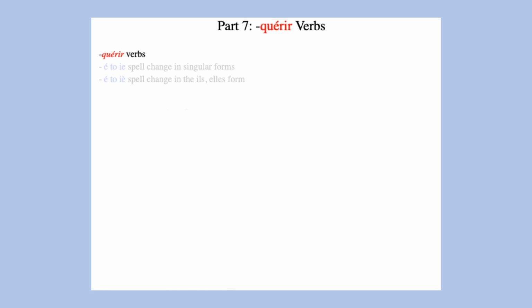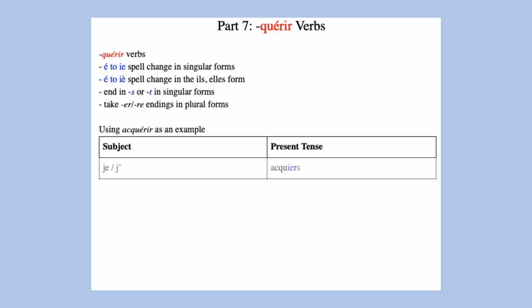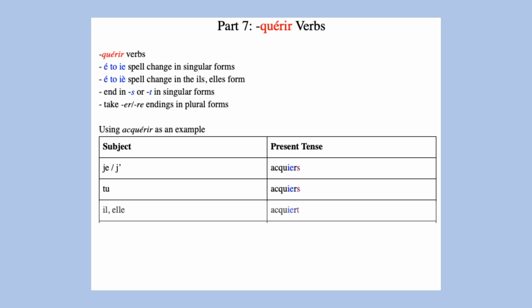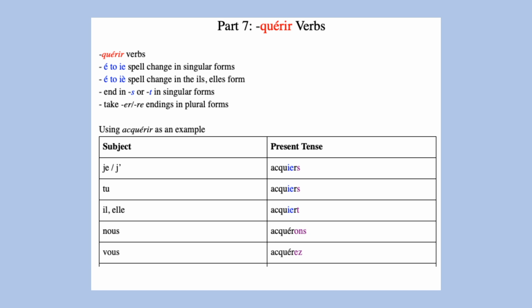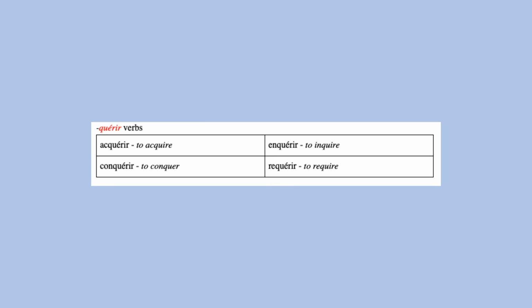-quérir verbs undergo multiple irregularities, such as acquérir: acquiers, acquiers, acquiert, acquérons, acquérez, acquièrent. These -quérir verbs follow the same patterns.